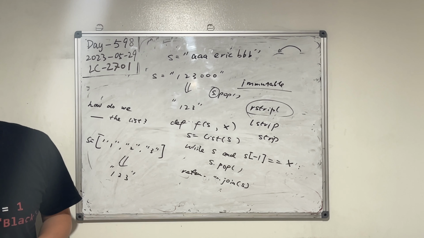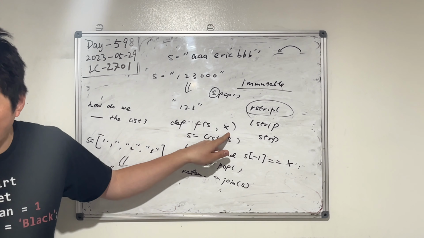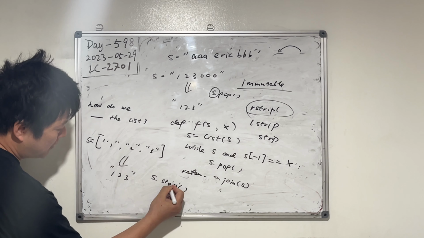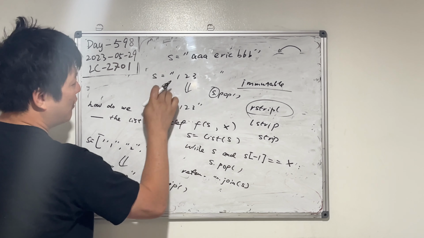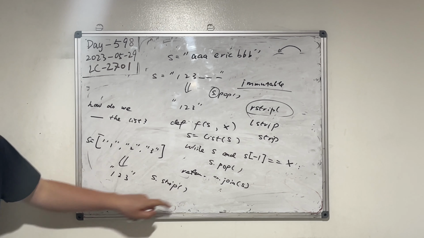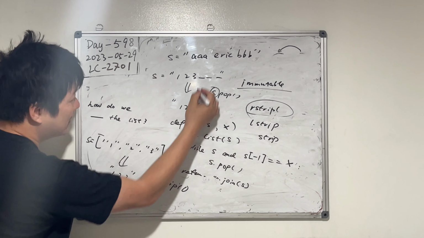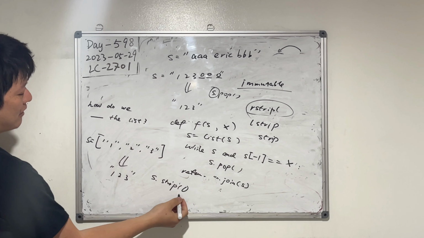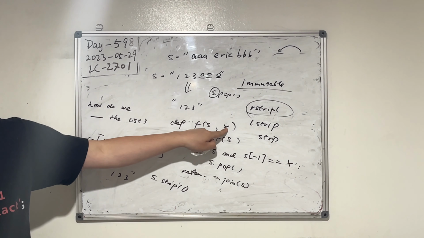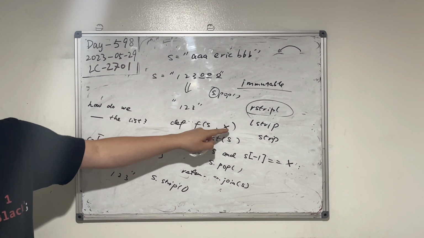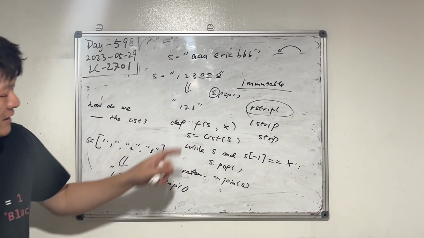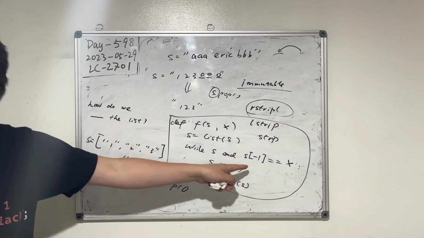If we don't specify this x, by default it's white space. s.strip, if s is 1 2 3 with a space, then it will return 1 2 3. If we specify nothing, it strips white space, but if we specify 0, s.rstrip 0, it will return 1 2 3. Make sense? So by default, the character is white space. If you want other characters, you can specify them. And this is how we implement rstrip.